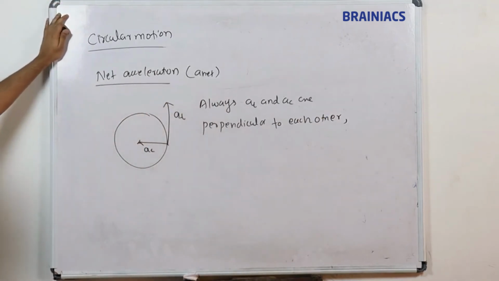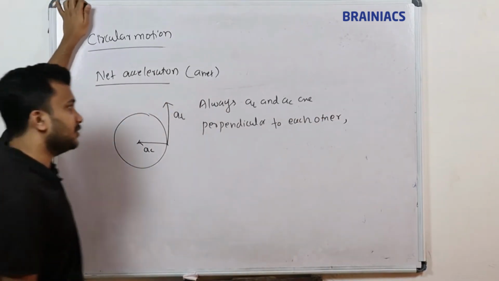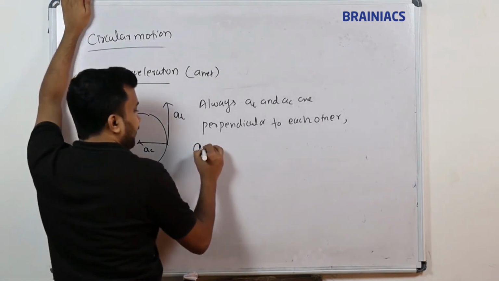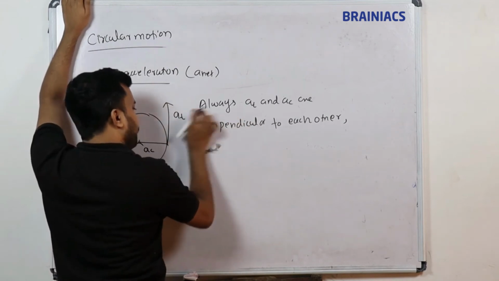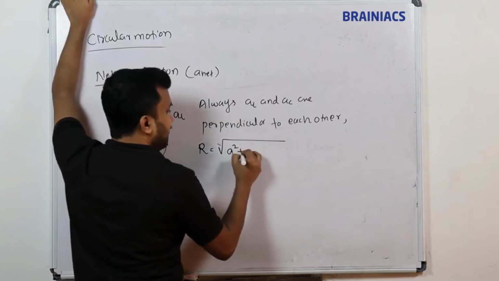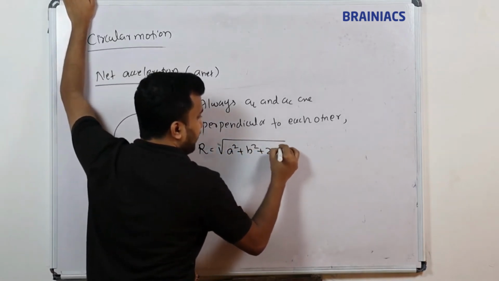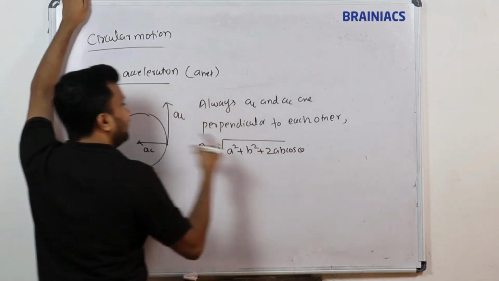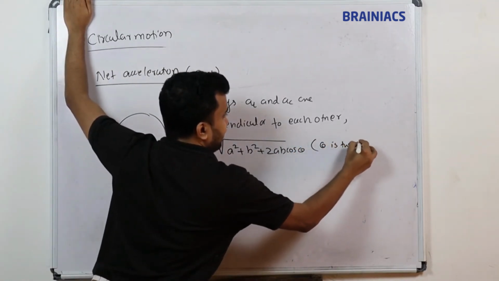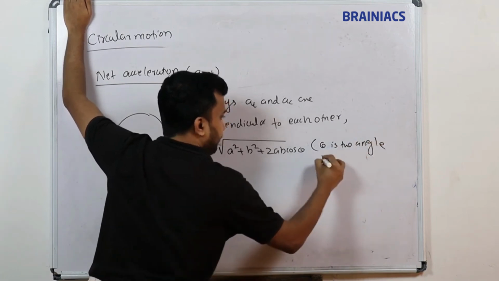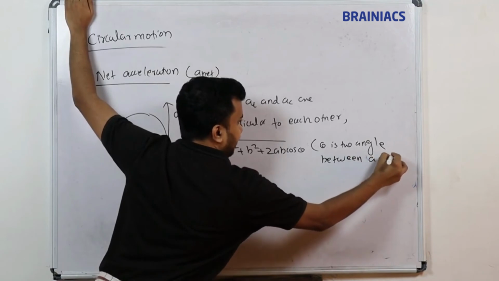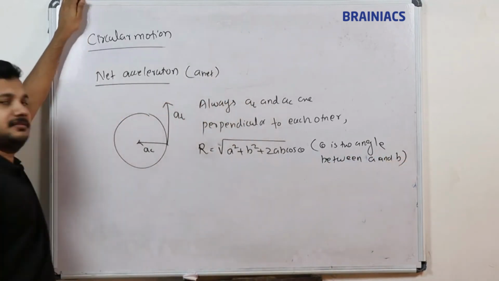So how to find it? AC is a vector quantity, AT is also a vector quantity. I need to find the resultant of two vectors. The resultant of two vectors we find using the formula A square plus B square plus 2AB cos theta. Theta is the angle between A and B. These two vectors' angle is called theta.